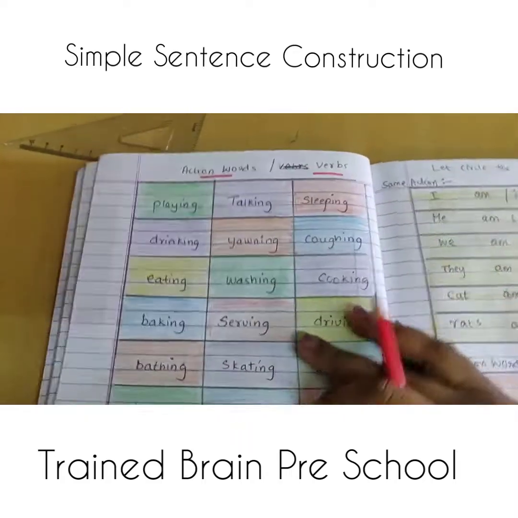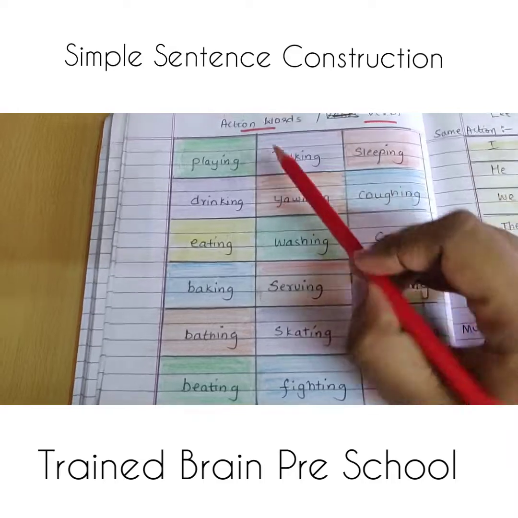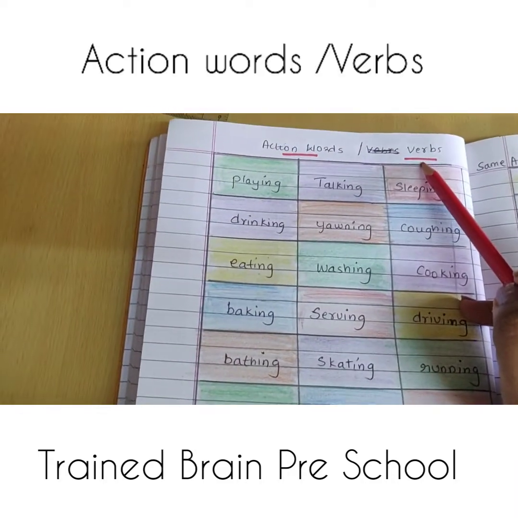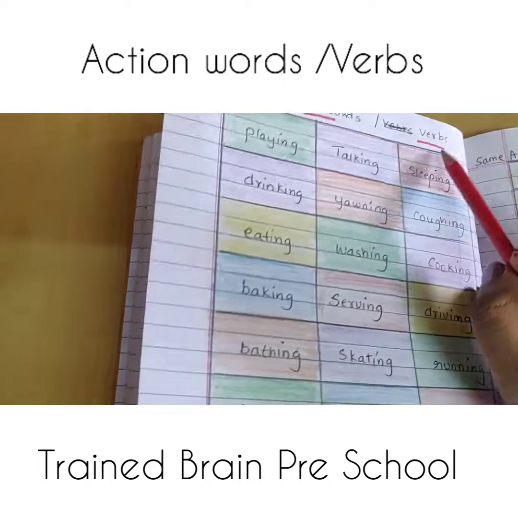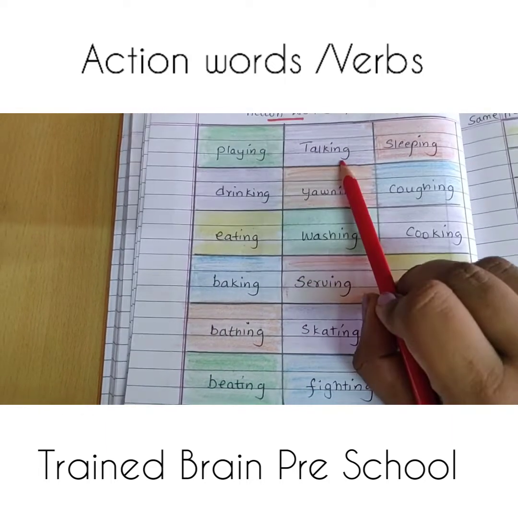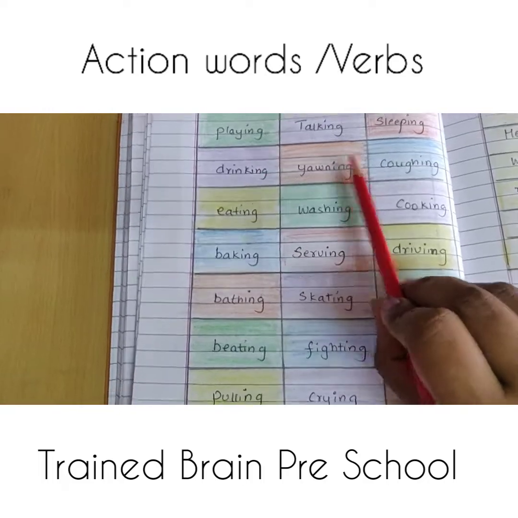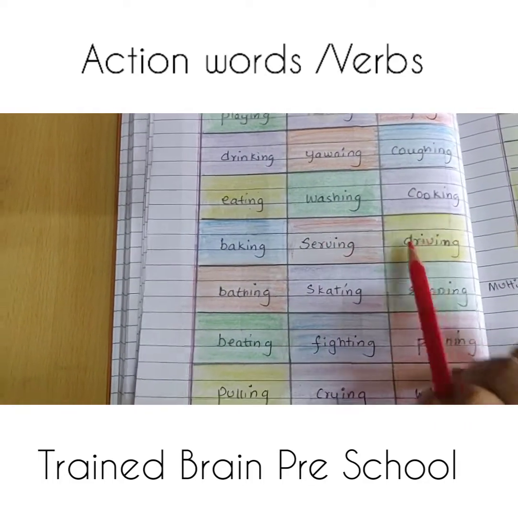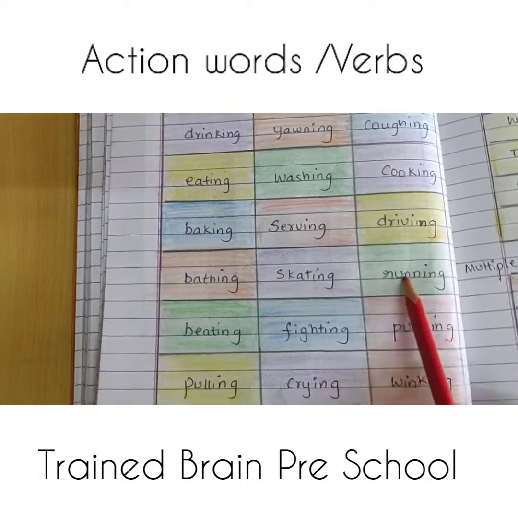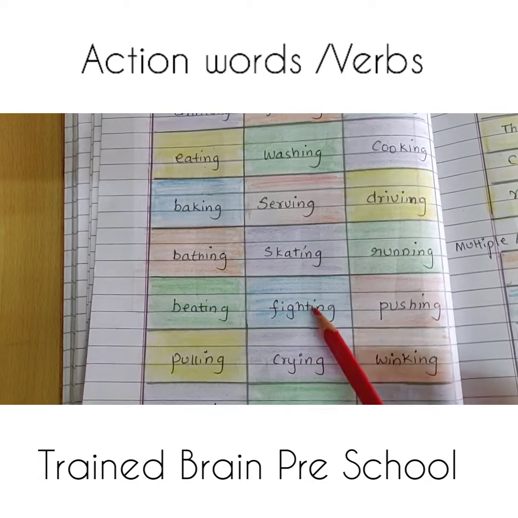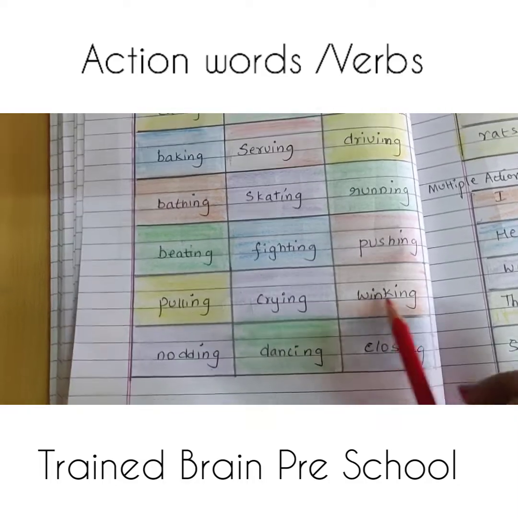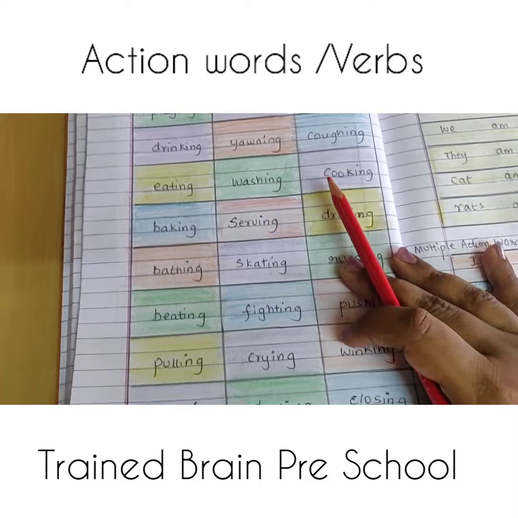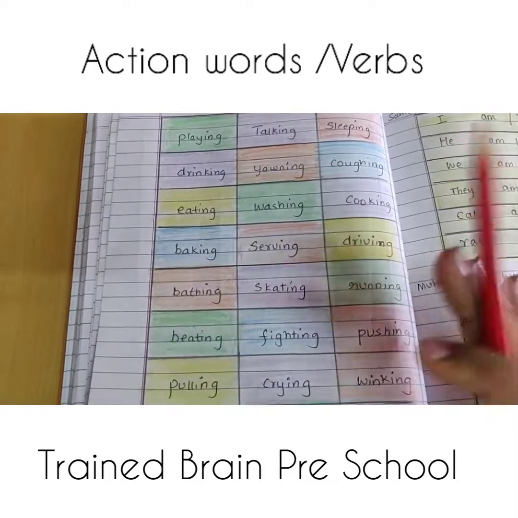Okay, the next worksheet we are seeing is that we could add on multiple other action verbs. In the previous example we saw the verb sleeping. So we could use playing, talking, sleeping, drinking, yawning, coughing, eating, washing, cooking, baking, serving, driving, bathing, skating, running, beating, fighting, pushing, pulling, crying, winking, nodding, dancing and closing. These are some of the very simple action words that you could replace them with.